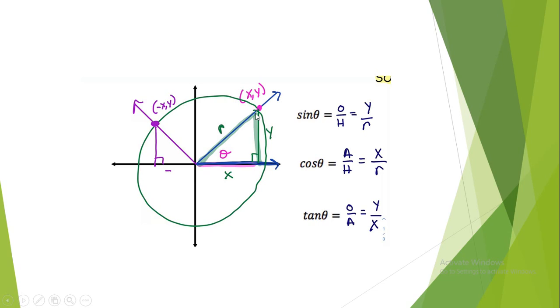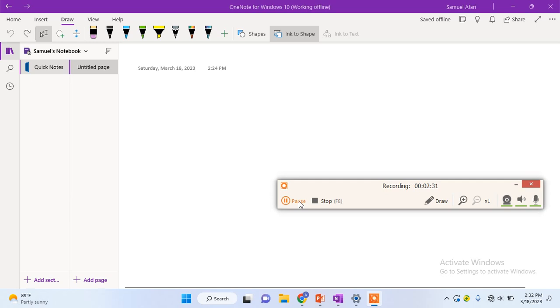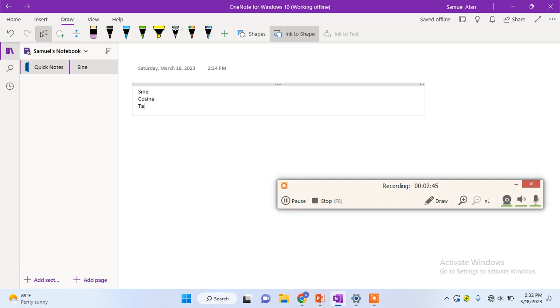If we have that, then we are going to use the principle of SOHCAHTOA. I hope you remember the principle of SOHCAHTOA to determine the various trig ratios. We know that we have three basic trig functions, which are sine, cosine, and tangent. These are the three main trig ratios.